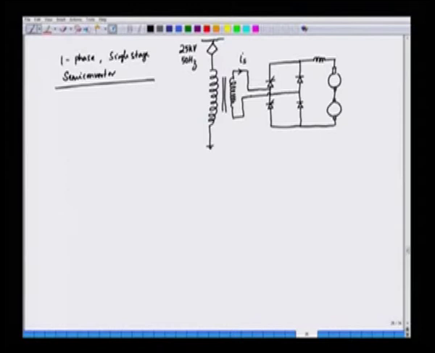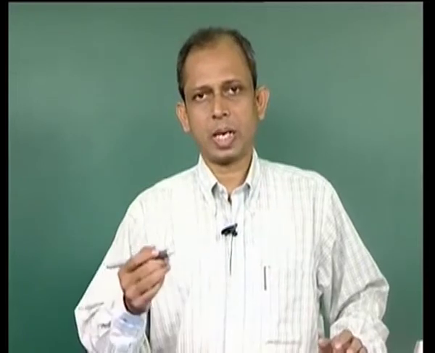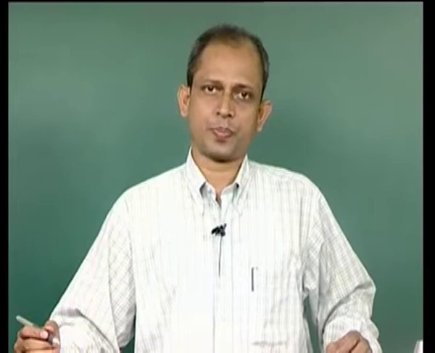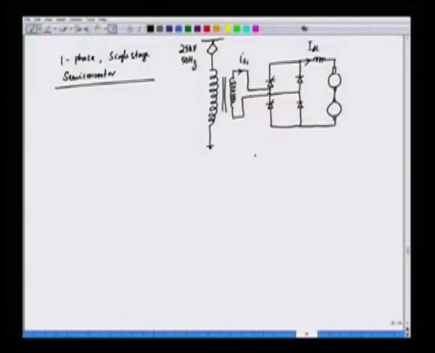IS1. Now, we have this input current IS1 and this current is IDC, and this converter is operating at a triggering angle alpha. Let us assume that this converter is operating at a triggering angle alpha. Alpha is the triggering delay. So, we can draw the output voltage with respect to the input voltage. These are our waveforms.